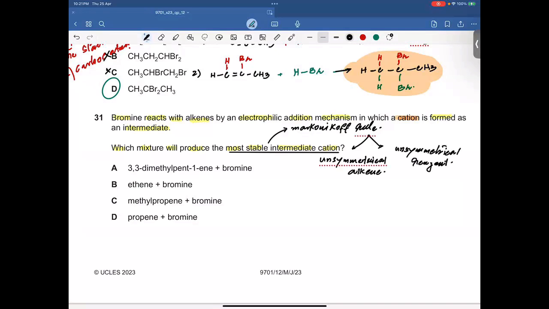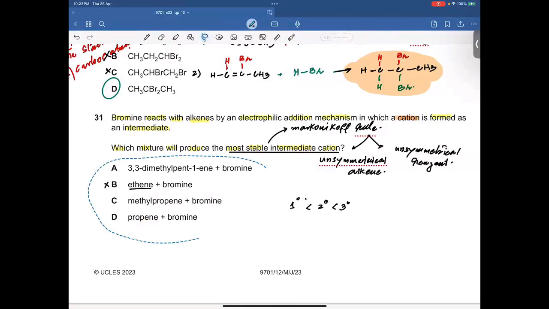So obviously B is incorrect because ethene is a symmetrical alkene. Ethene is not unsymmetrical, which is why Markovnikov rule is not going to apply on it. Whereas these three alkenes are unsymmetrical, which means we need to apply Markovnikov rule and check the most stable intermediate carbocation. By the way, 3-degree carbocation is more stable than 2-degree, and 2-degree is more stable than 1-degree.